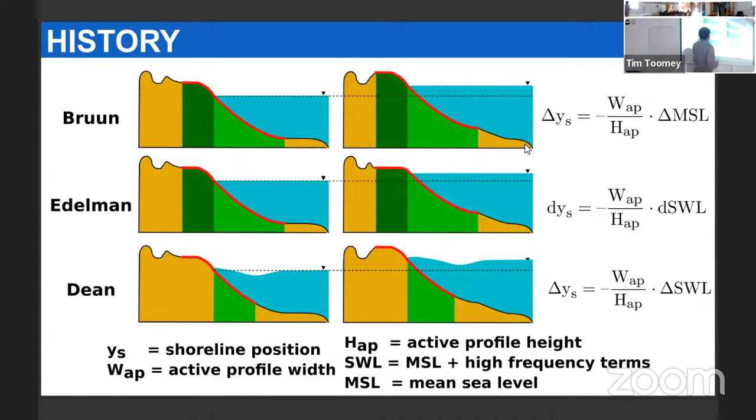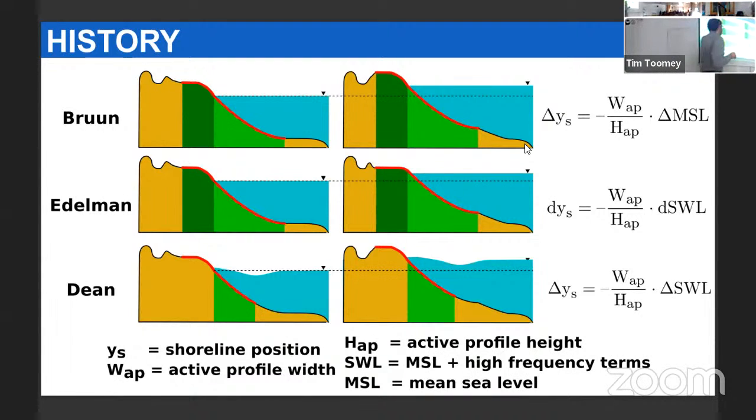Some people say, let's consider from closure depth up to the dune toe, so where this zone begins. Others say no, let's consider where the berm begins. Others say no, let's consider from the shoreline. So there's no consensus about this, and therefore results are different.